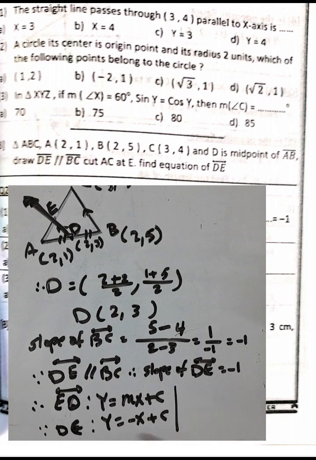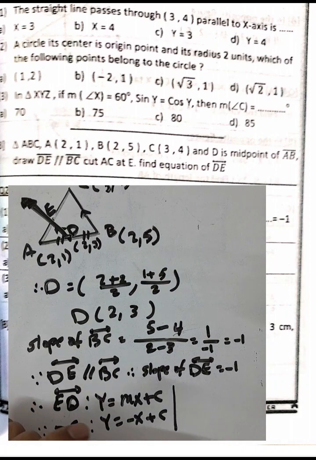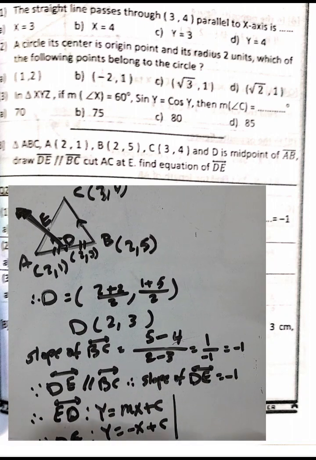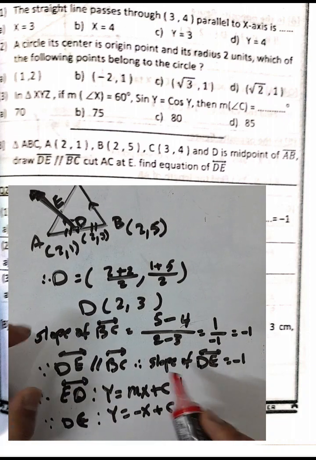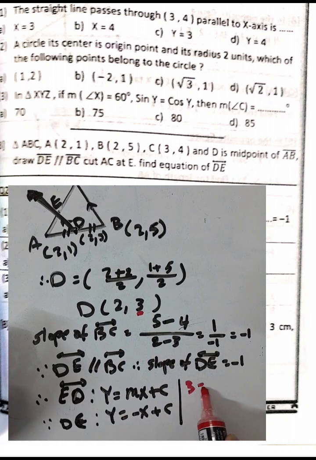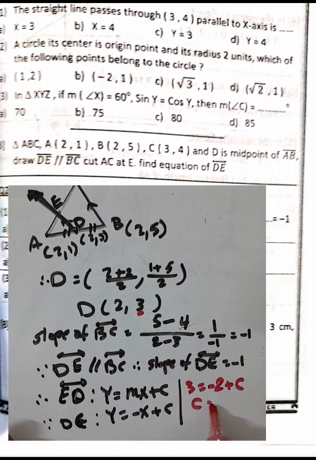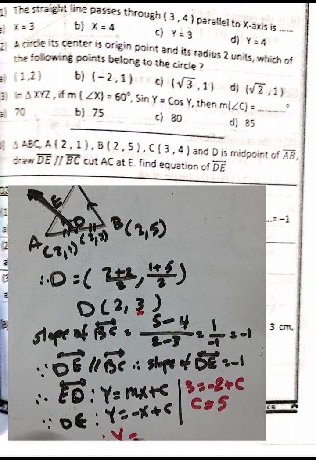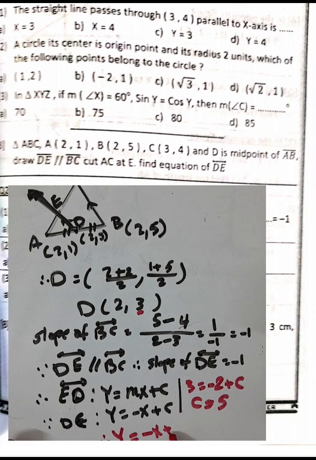Then this point satisfies the equation. Okay, we can put this point D (2, 3) in this equation. Put x equals 2 and y equals 3. It will be negative 2 plus constant, then the constant will be equal to 5. Then the equation will be y equals negative x plus 5.